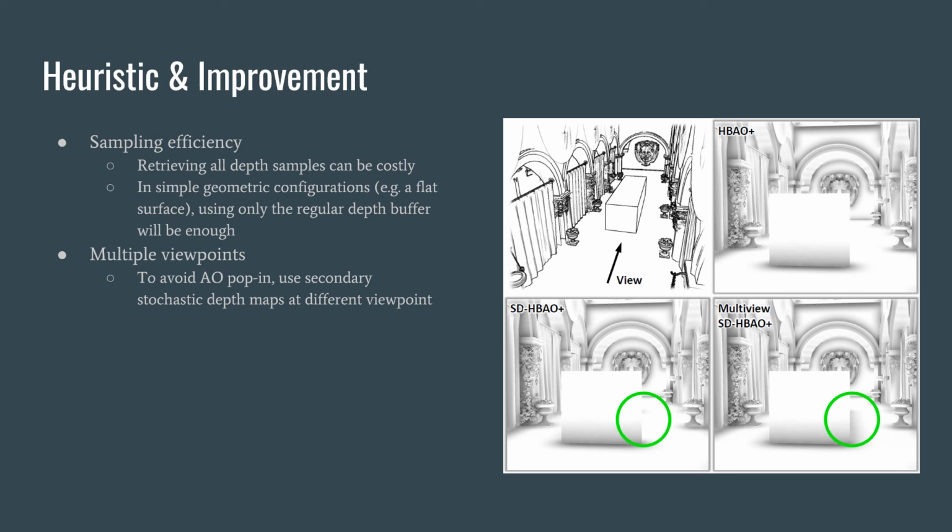And the second one is considering multiple viewpoints. Stochastic depth ambient occlusion itself cannot avoid the AO pop-in artifact that I mentioned in the beginning. To solve such a problem, we can use secondary stochastic depth maps generated from different viewpoints. In the image, you can see that if the face of an object is completely parallel to the view direction, the occlusion may not be captured.